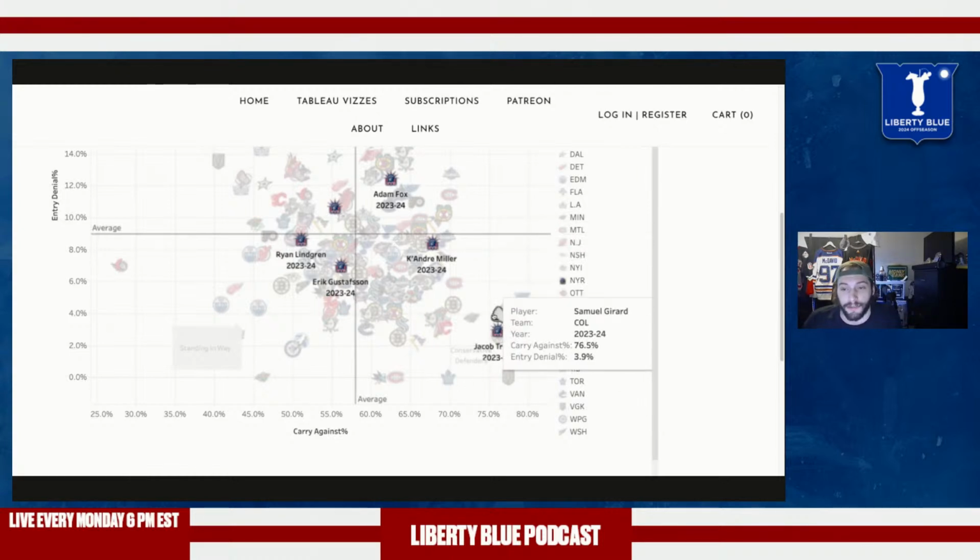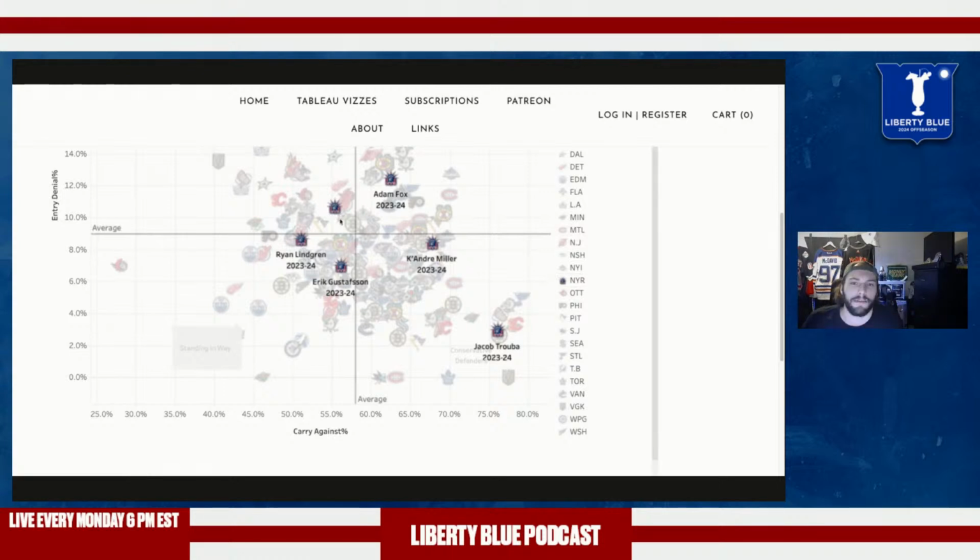You see Dillon, you see Rasmus Andersson, you see Samuel Girard, you see Brock Faber, you see McAvoy, you see Chris Tanev, you see guys like Brian Dumoulin, who had a very solid season. You see defensive-first defensemen. Again, that's not necessarily a bad thing, but you combine that with the failed exits and the inability to break out, then it starts to become an issue.